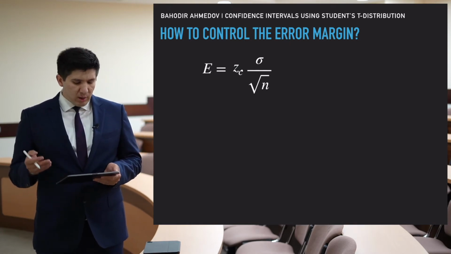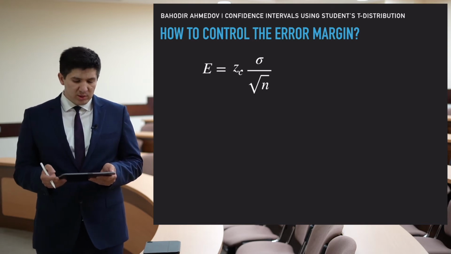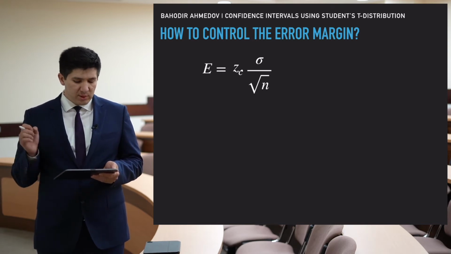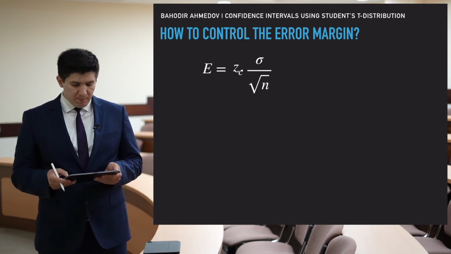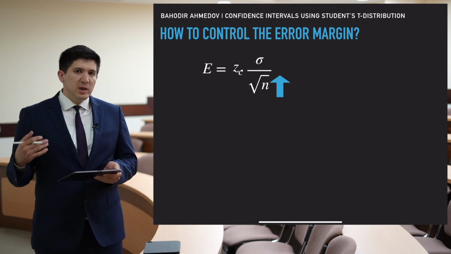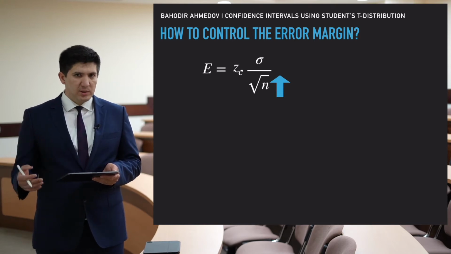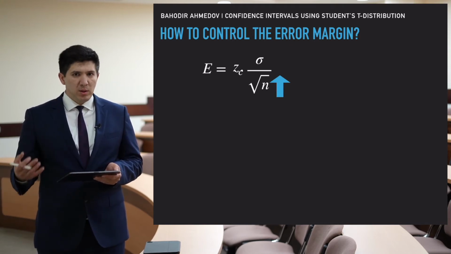What is the formula of the error margin and what defines its values? The formula for the error margin is equal to ZC, the critical point, times sigma divided by the square root of n, where n is the sample size. The error margin is inversely proportional to the sample size. The bigger the sample size, the smaller the error margin.